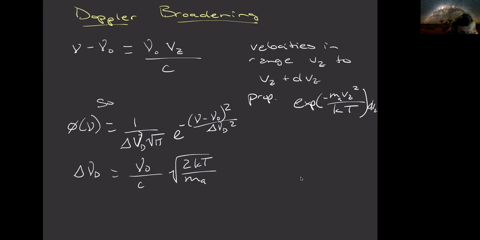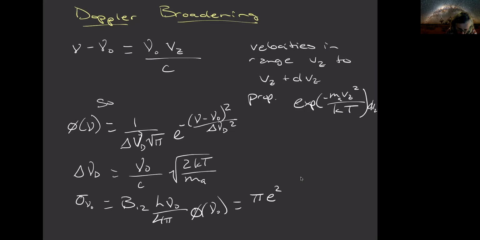Okay, so this gives us also a line center cross section. This is the cross section for it being at that exact line center, and that's B12 h nu naught over 4 pi phi of nu naught. That's the standard way of writing this relationship, times an oscillator strength f12 times 1 over delta nu d, the Doppler width, times the square root of pi. So that's Doppler broadening. That's the first example that we'll talk about.